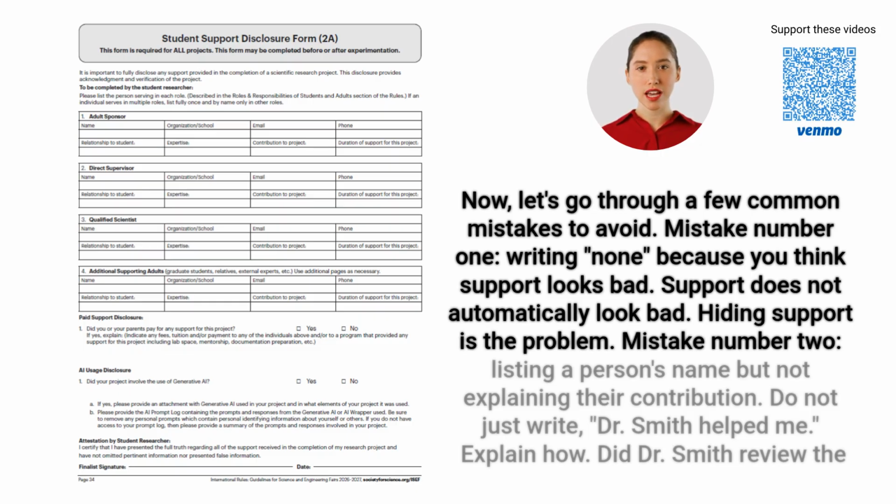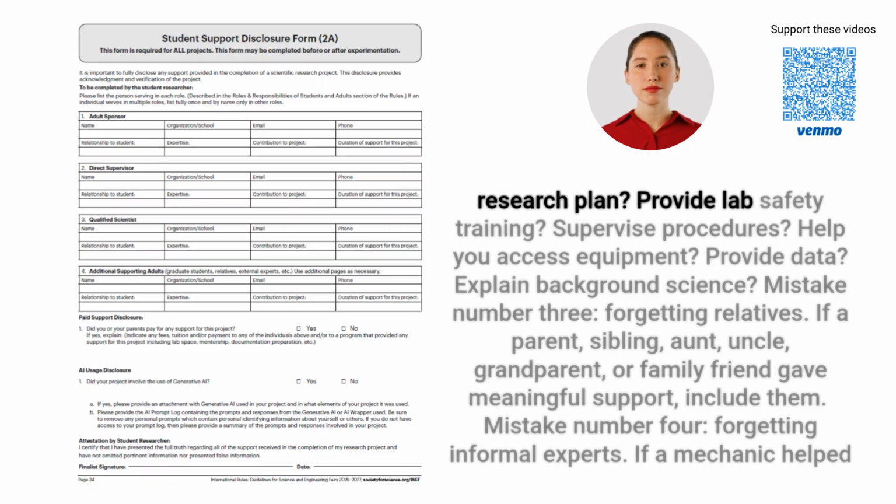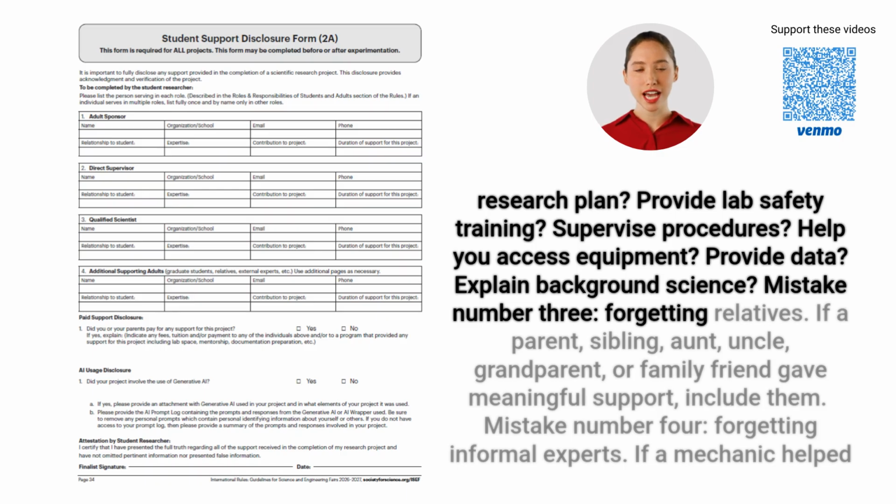Mistake number 2, listing a person's name but not explaining their contribution. Do not just write, Dr. Smith helped me. Explain how. Did Dr. Smith review the research plan? Provide lab safety training? Supervise procedures? Help you access equipment? Provide data? Explain background science?